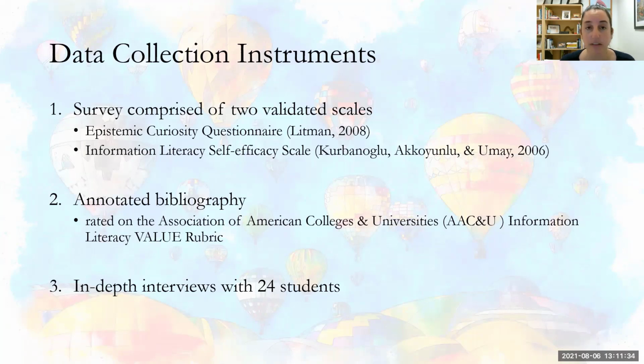Another piece that I collected was the annotated bibliography. And that one I rated each bibliography on the Association of American Colleges and Universities Information Literacy Value rubric. And that rubric moved more towards rating their ability, their information literacy abilities, because the rubric has a set of sort of standards that you look for in order for a student to be considered information literate. And then the last thing I did was in-depth interviews with 24 of the students. Of the students that participated, 24 were interested in going into a more in-depth interview. So I did that as well.